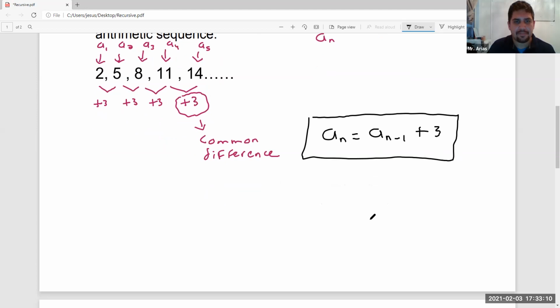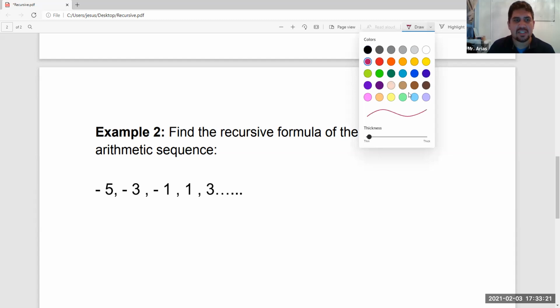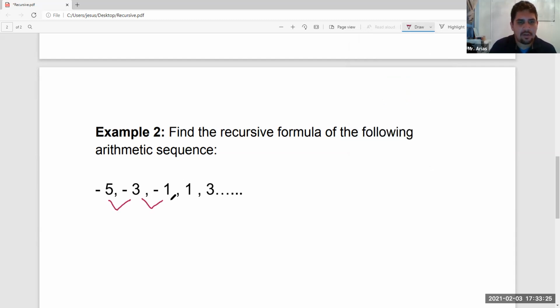Let's do another example. In the second example, we have the following sequence. If we investigate it and look into this sequence, what we would notice is that this is a sequence that is being separated by positive 2. So I'm basically adding 2 to each term so I can get the next one.